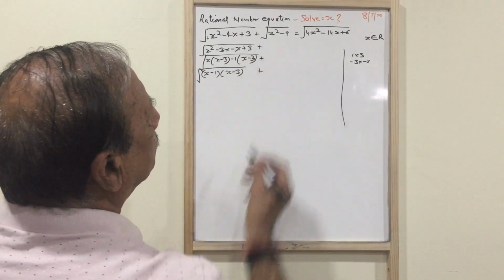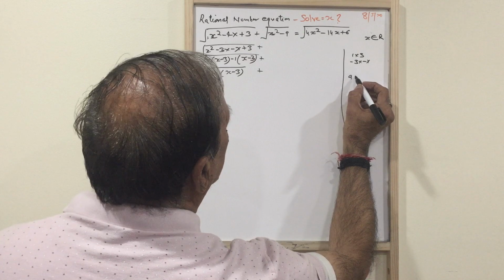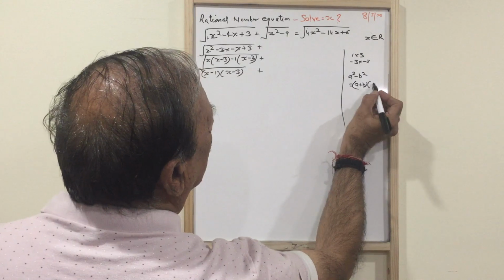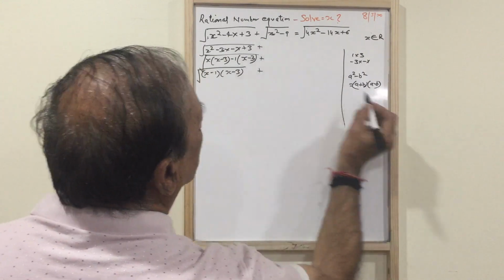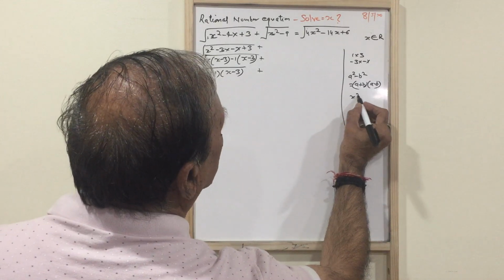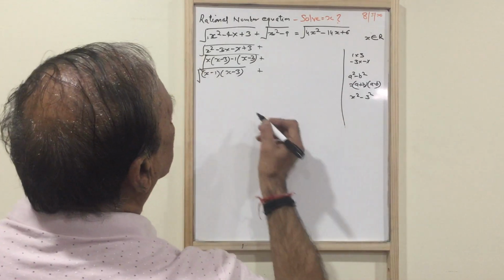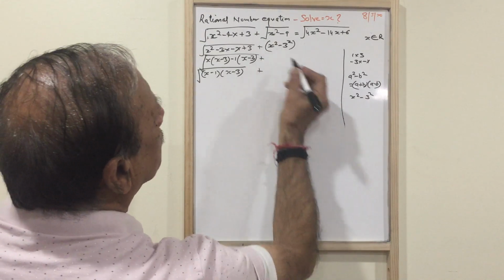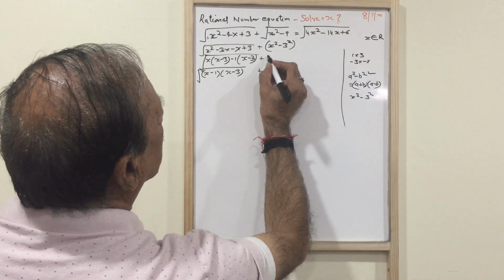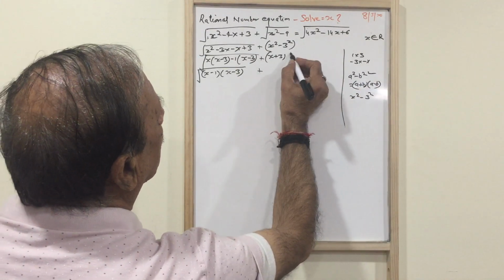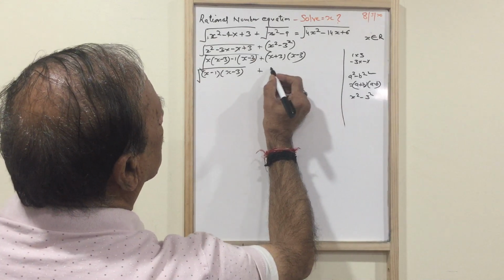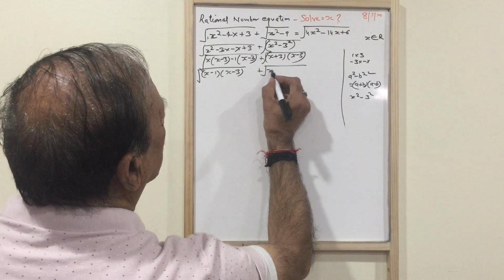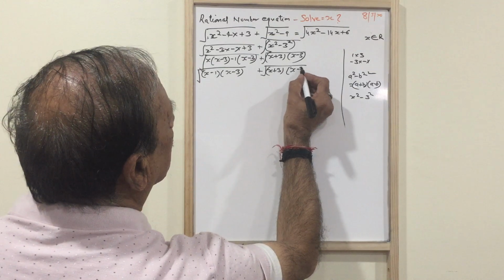Now the second one, x square minus 9 under root. We know that a square minus b square is equal to a plus b times a minus b. So we'll transform this into x square minus 3 square, which is in the form of this identity. So we'll write x plus 3 and x minus 3, under root. It is the same, x plus 3, x minus 3.